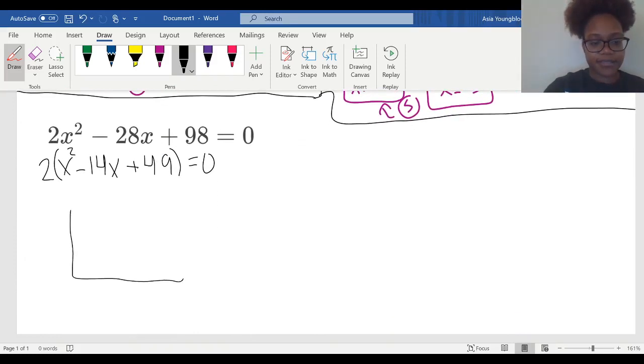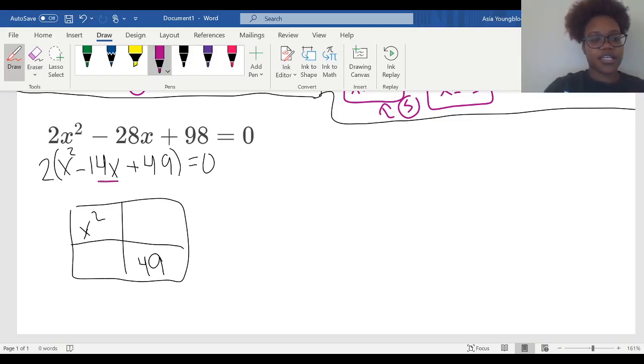So we have our boxes. X squared, upper left, 49, lower right, breaking up this -14. I do want to emphasize that we're now working with this expression. We've broken down these smaller numbers and factored out 2, so now to factor this expression further, we're using the box method. That's where the 49 came from. Now we're looking for two numbers that are going to add to equal that -14 but multiply to equal that 49. 1 times 49 comes from the diagonal.